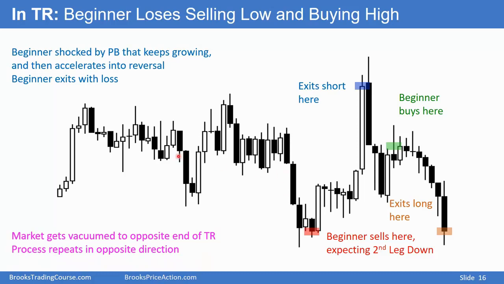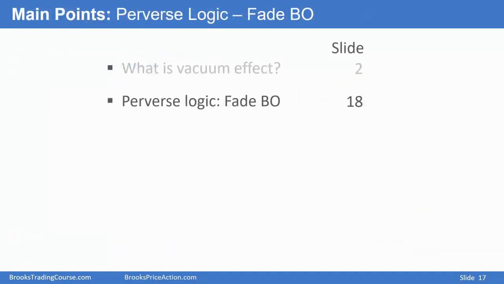The market just repeatedly gets vacuumed down to the bottom and vacuumed up to the top, and then it repeats the process in the opposite direction. Experienced traders understand that when the market's in a trading range, you've got to be thinking of opposite logic, perverse logic. You have to bet breakouts will fail. This is unlike in a trend where you assume breakouts will succeed.